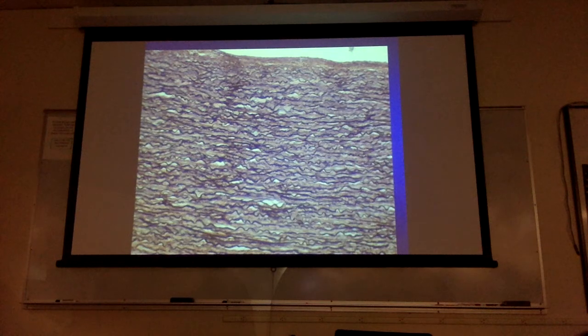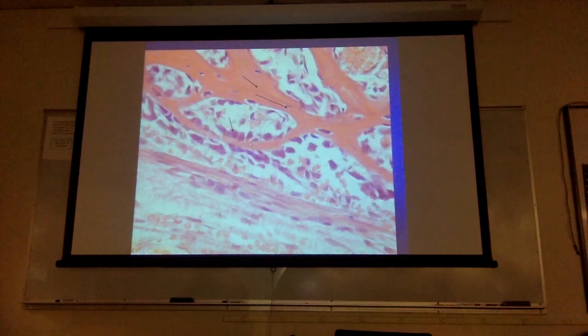Okay, let's just do the zones. What's this zone? Resting. No? Down further than that. So what must this be? Proliferation. This is hypertrophication. This is calcification. This is ossification. Good. What's this tissue? Elastic tissue.